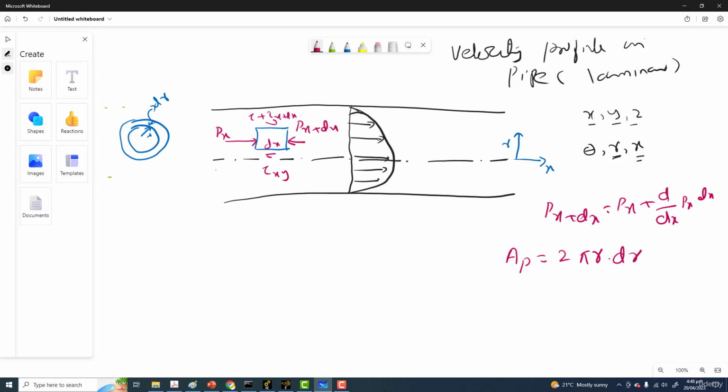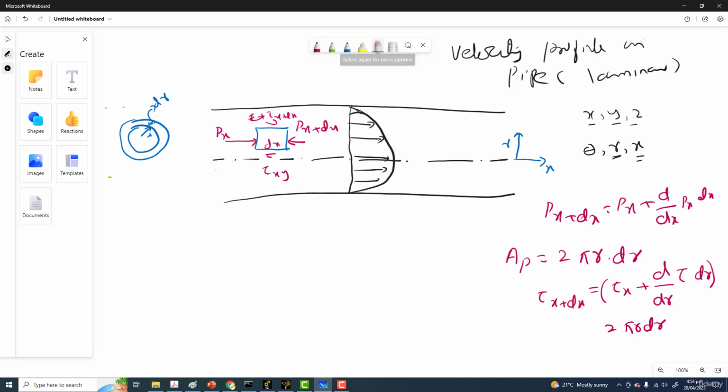So again, we can write tau at x plus dx. This is equal to the tau at x, or tau only, plus d by dr of tau into dr. Okay, so this will be like this, and the area for this section of shear stress would be equal to 2 pi r into dr.